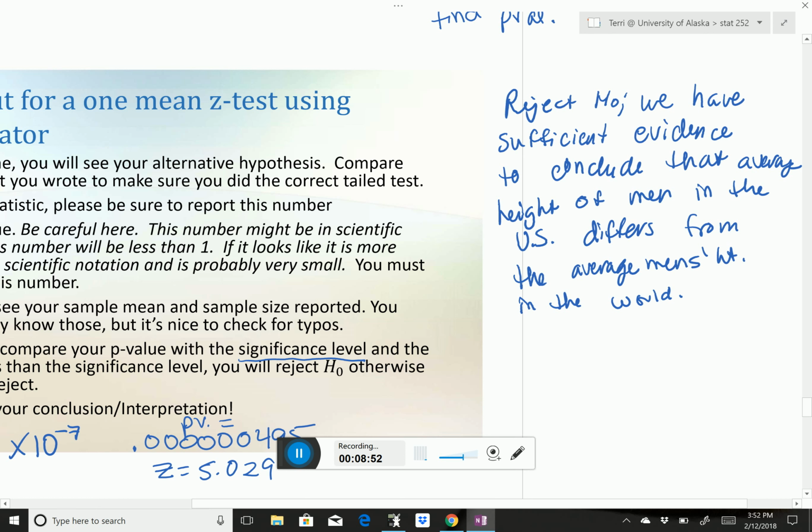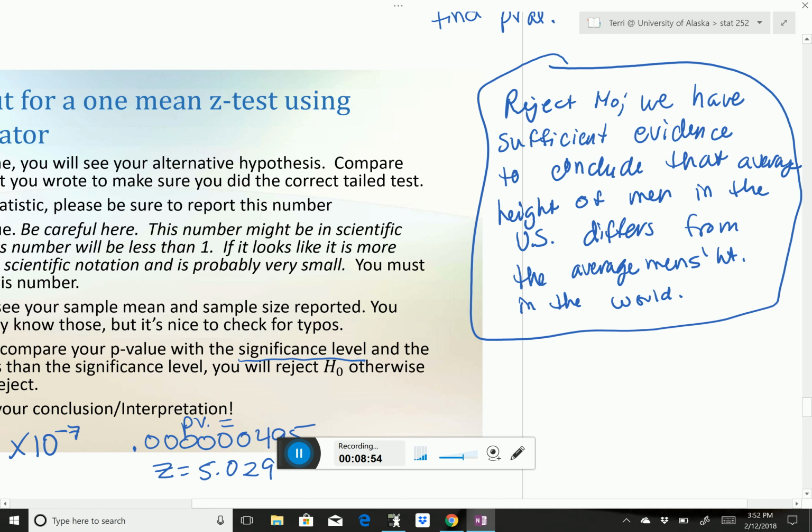So now we know this. This is why I really want you to write this conclusion, because it's one thing just to be able to do the math. It's another thing to ask, what is the math actually telling you? Well, in this case, the math is telling us that men in the United States have a different height than the average man in the world. Now, it doesn't mean that there won't be a man in the United States who's shorter than another man somewhere else in the world. But the fact of the matter is that the average height for men is higher in the United States than the average height in the rest of the world.